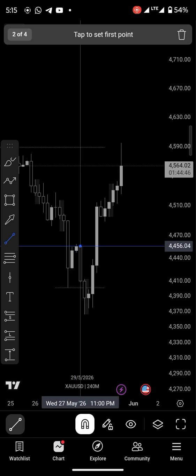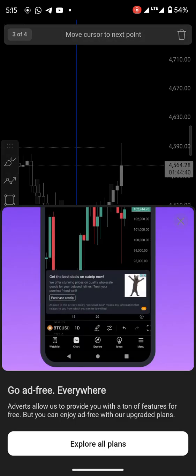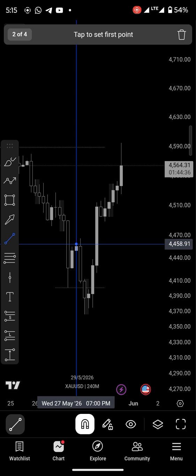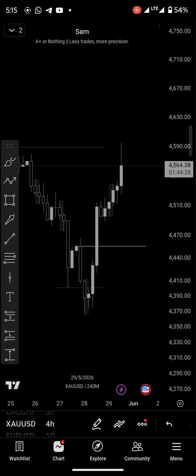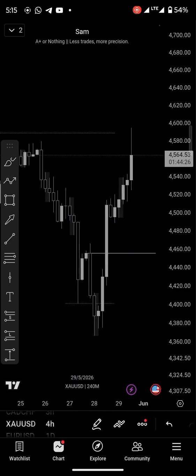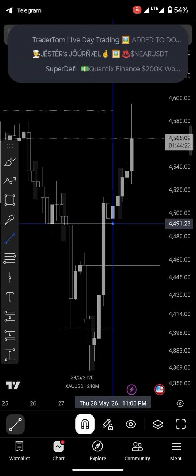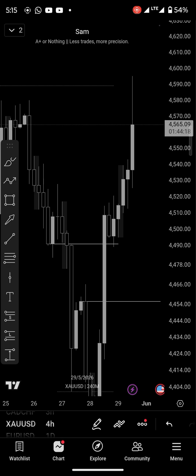Now the place I made a mistake was that I marked out this break of structure here and I was just waiting there. I did not even bother to check chat. But see what price did. The price came and reacted from this level here. Price taps that level. And what did I say? I'm a confirmation entry trader, sha.